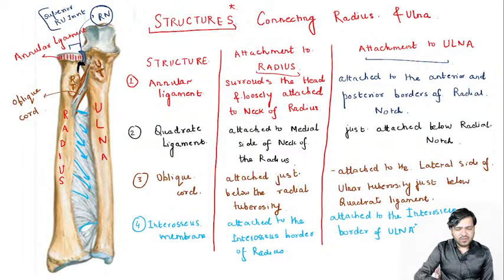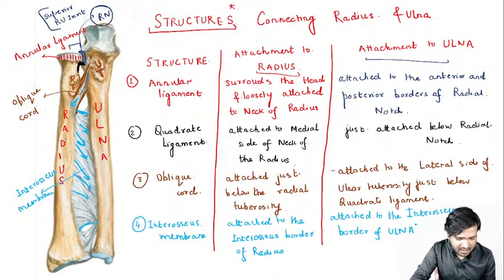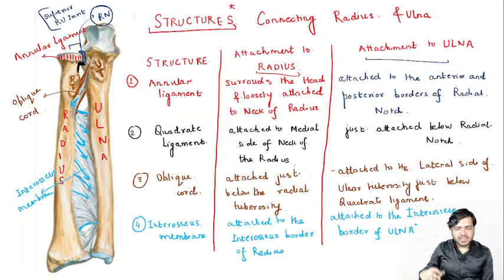Now guys, remember one thing very clearly कि दोनों oblique chord में और जो ये interosseous membrane है, दोनों में डायरेक्शन ऑफ फाइबर्स आर अपोजिट. एक का डायरेक्शन इस तरफ है, एक का डायरेक्शन इस तरफ है. So the direction of the fibers is perfectly opposite in both the structures. Okay, one more thing that I want to mention over here.